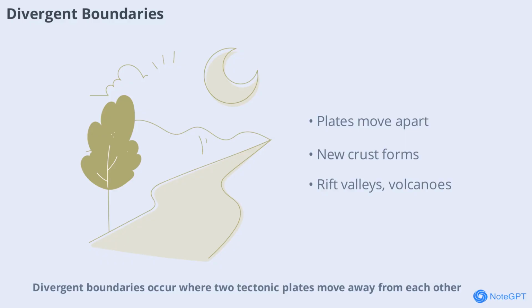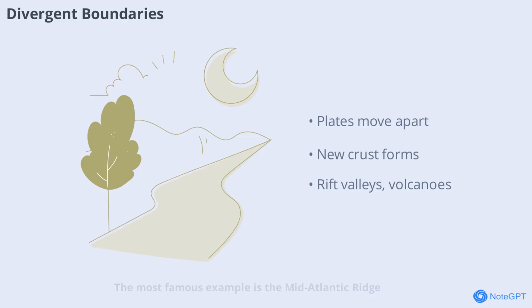Divergent boundaries occur where 2 tectonic plates move away from each other. This movement creates new crust as magma rises from the mantle and solidifies at the surface. The most famous example is the Mid-Atlantic Ridge, where the Eurasian and North American plates are moving apart, forming new ocean floor. Divergent boundaries are often marked by rift valleys and volcanic activity.